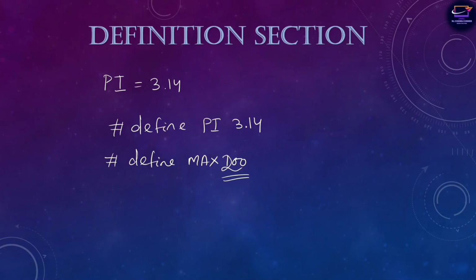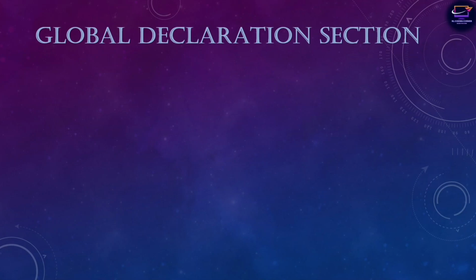Clear? Next section comes global declaration section. See, in a program you use two types of variables and functions. One is local variable and another is global variable.